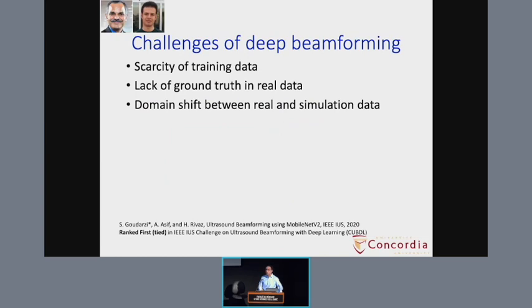So we wanted to see whether we can develop a data-driven approach with deep learning. The issues of doing that are in fact quite similar to elastography. Again, we don't have real training data from real images because we don't know how the image should look in real images, right? So we have scarcity of training data, lack of ground truth, and a domain shift if we want to use simulation to train the network.